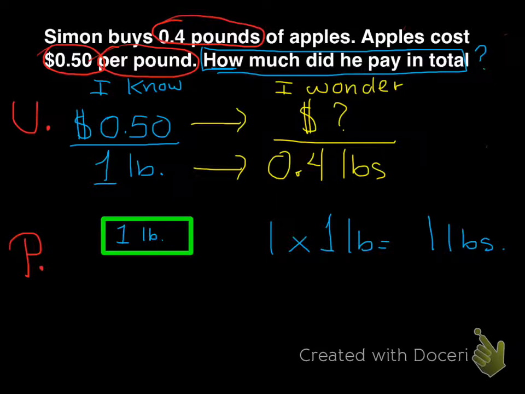But I don't want a whole pound. I just want 4/10 of a pound. So let me cut this up into tenths. And I'll erase a big chunk of it so that we have just 4/10 left.